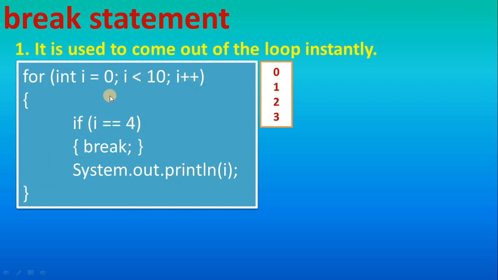Then the next value 2, again 2 is not equal to 4, it will print the value 2. Then the next value 3, again the condition is false because 3 is not equal to 4, so it will print the value 3. Once the value is 4, the condition is true, and it will run the break statement, then immediately the loop will stop. So that's why the output is not coming like 4, 5, 6 up to 10. We are getting the output only up to 3.